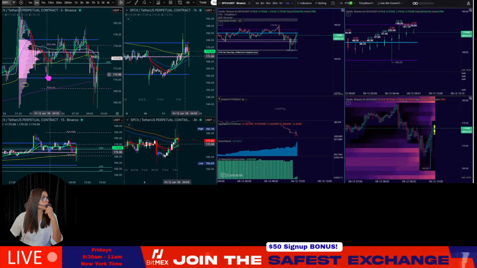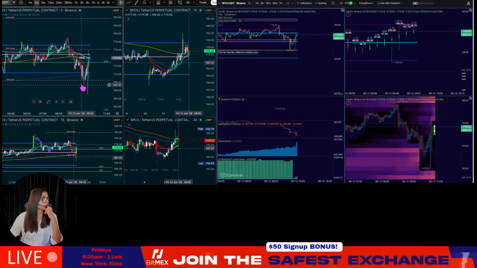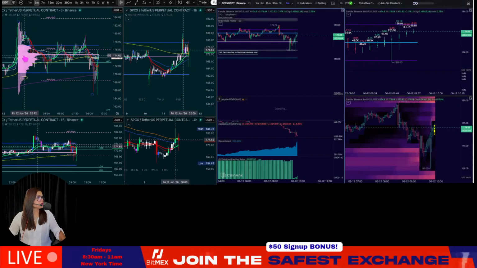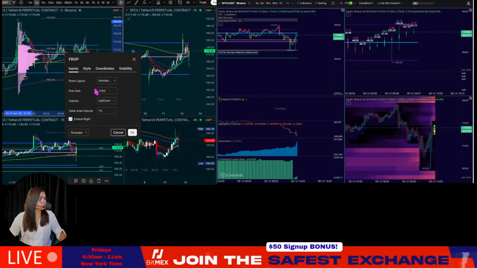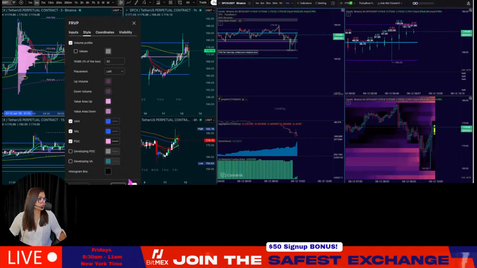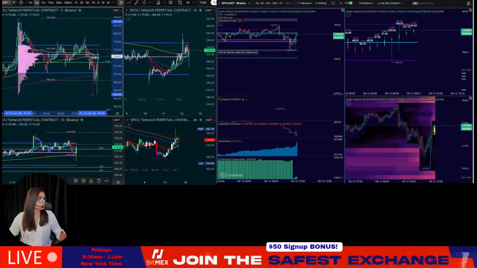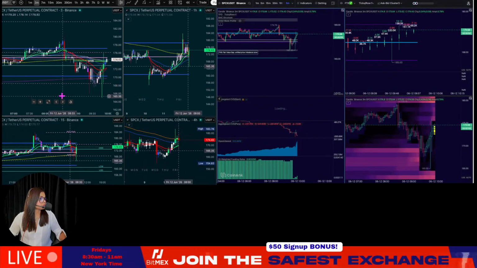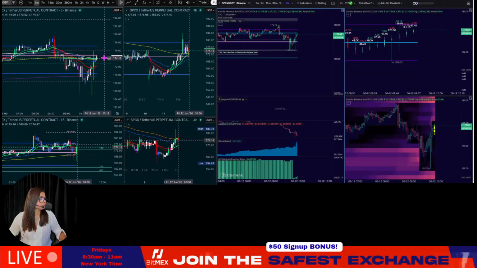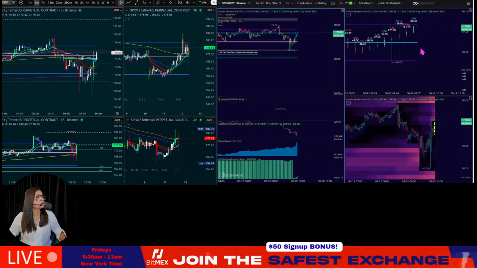You guys can do that right now, actually. Go and draw your fixed range volume profile on TradingView, and you'll see. Now, my settings are a little different for the fixed range volume profile. I have row size 1000, and my style is just all the same color because I don't really care about the other colors. This one has to be a volume candle. It has to be a momentum candle.